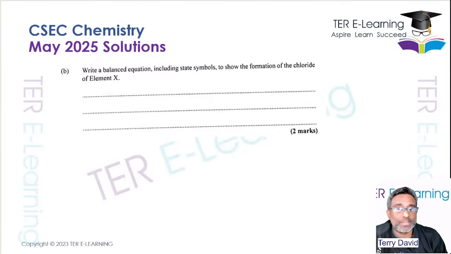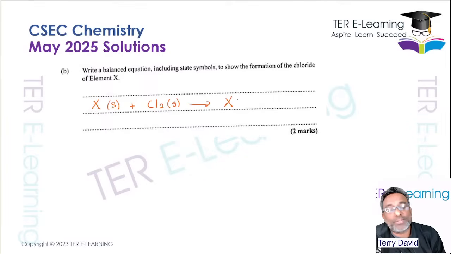Beryllium, magnesium, calcium. Now they said write a balanced equation including state symbols for the formation of this chloride. This element here is in group 2, so it's a solid, plus chlorine gas. And what you're going to get here is a compound, so you have to make sure you have the correct formula. So this is going to be XCl2.